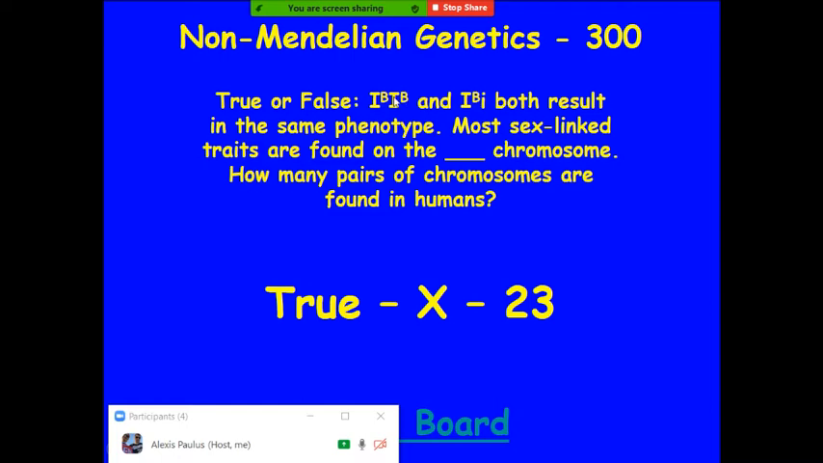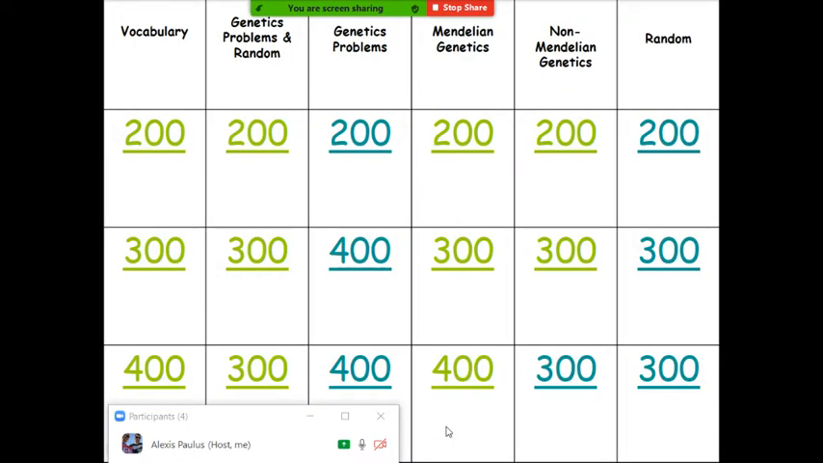So that's true. Capital B, and capital B, O, both of them result in B blood. Of course, this one would be homozygous dominant, and this one would be heterozygous, but because the B allele is dominant, you'll see B blood in both cases. Most X-linked traits are on the X chromosome. There are a few on the Y, but most are on the X, and there are 23 pairs of chromosomes in humans.